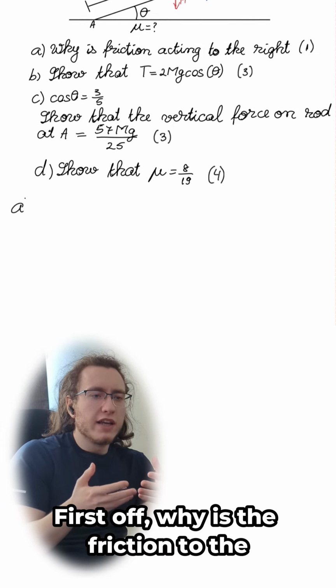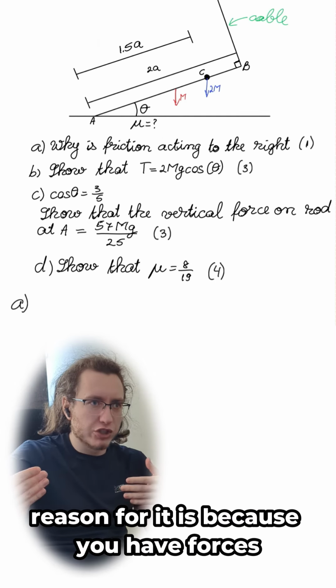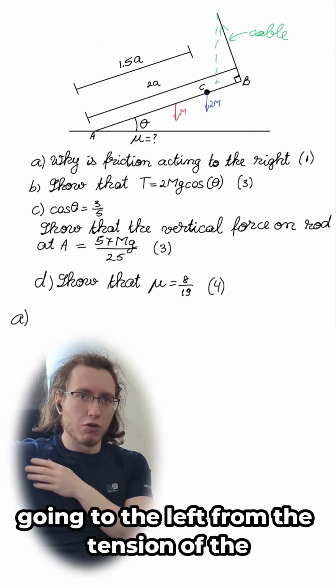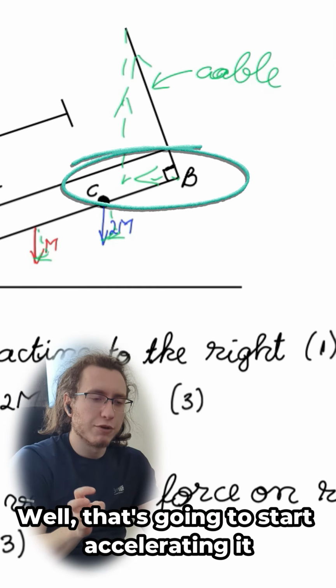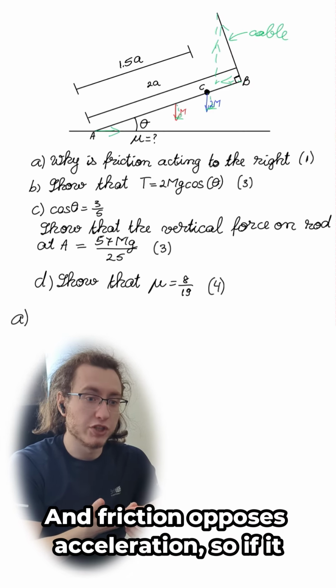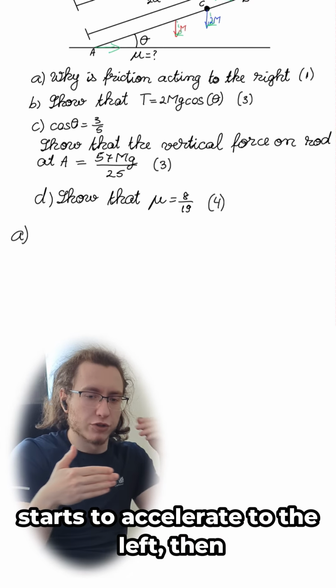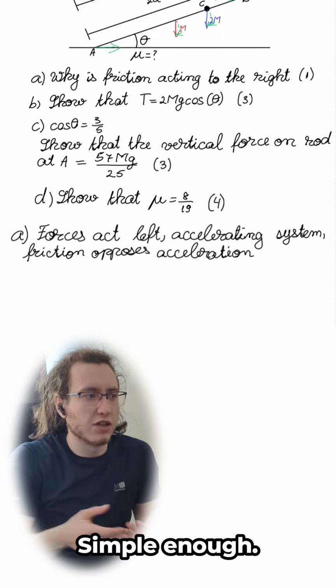First off, why is the friction to the right? Why is it going that way? The simple reason for it is because you have forces going to the left from the tension of the cable, pushing the rod to the left. Well, that's going to start accelerating it if there's not something opposing it. And friction opposes acceleration. So if it starts to accelerate to the left, then friction will act to oppose it to the right. Simple enough.